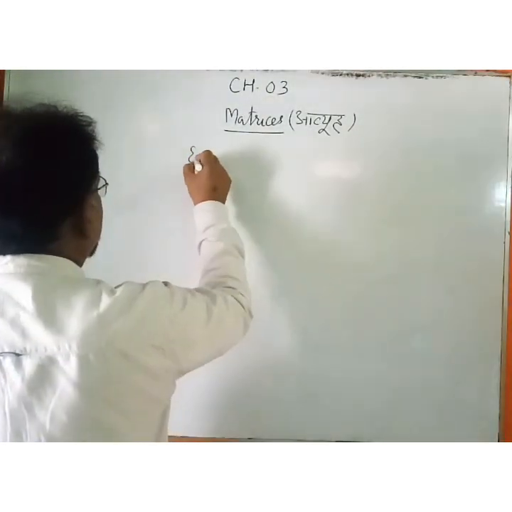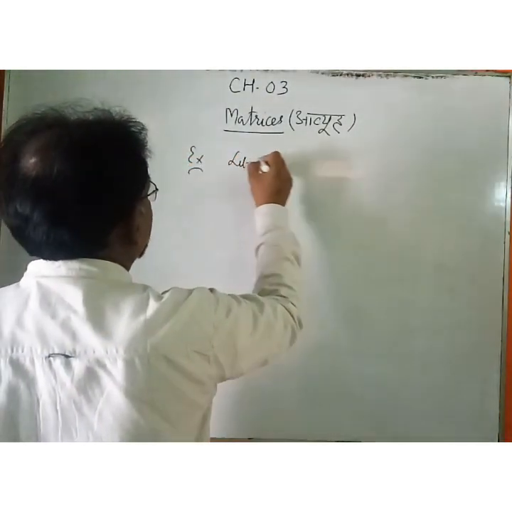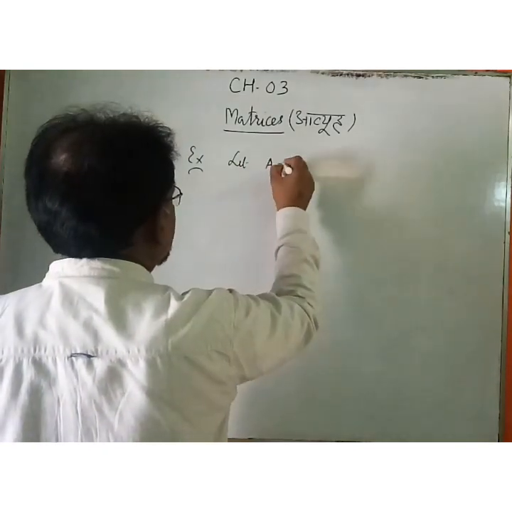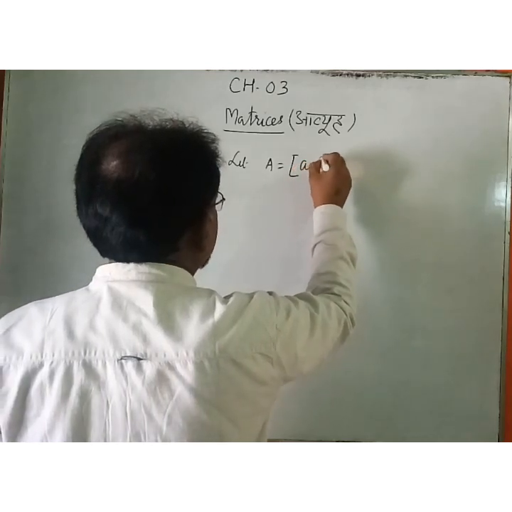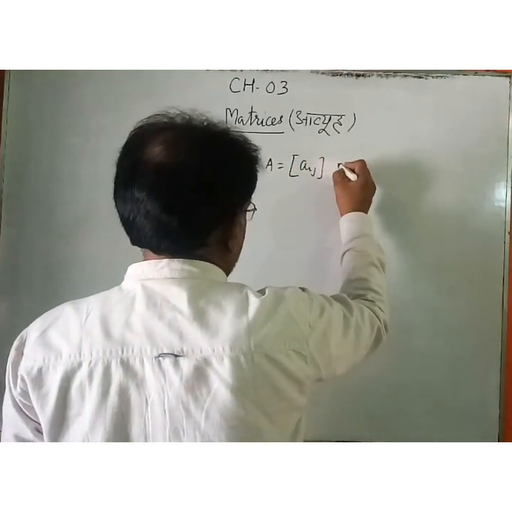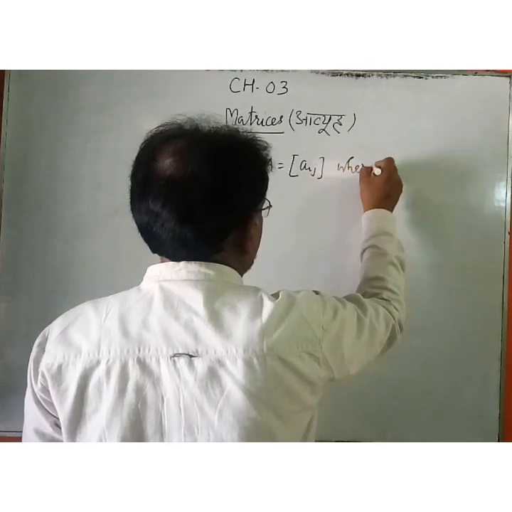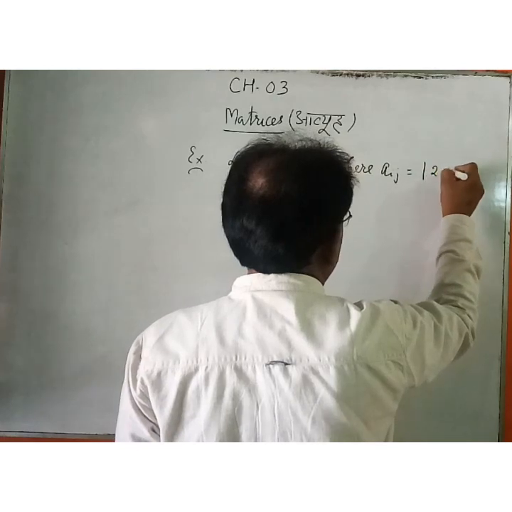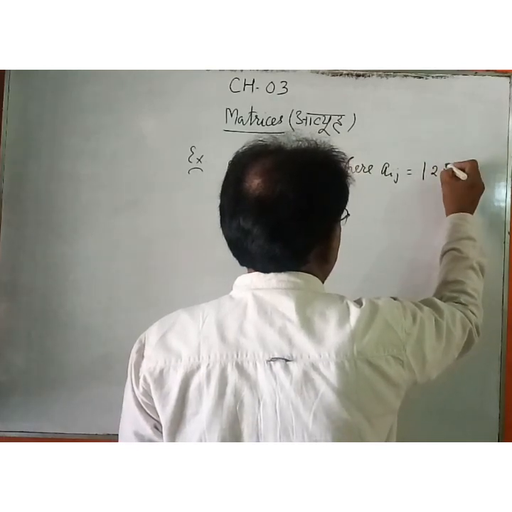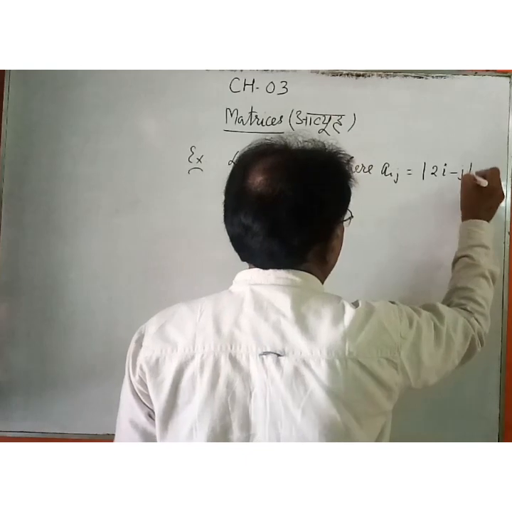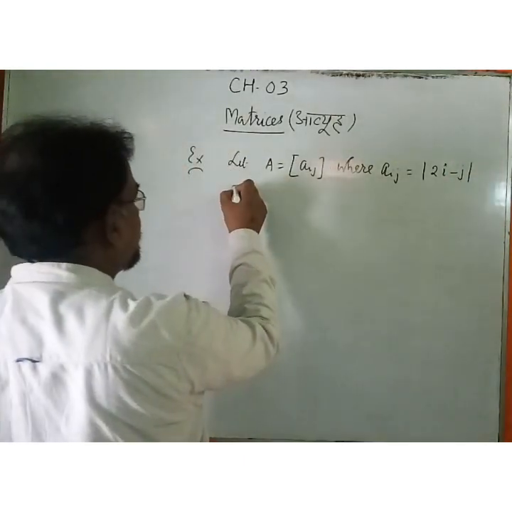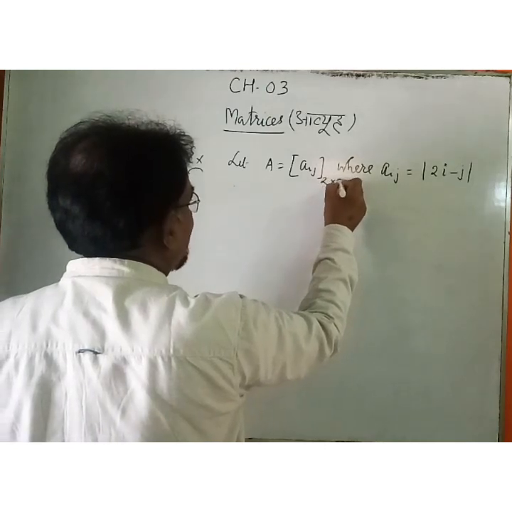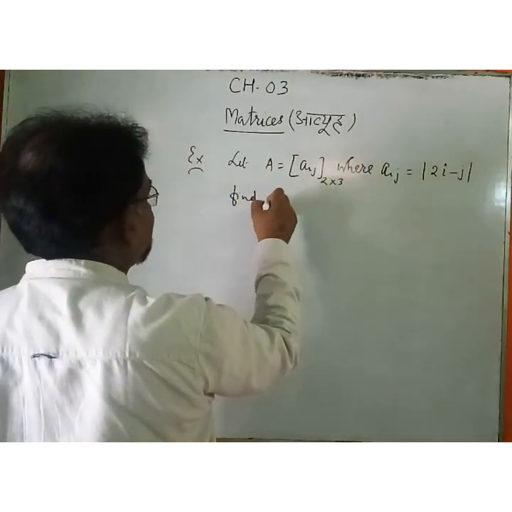How? Let us see an example. Let A be the matrix Aij, where Aij is equal to modulus of 2i minus j, and suppose here it is written 2 by 3. Find A.